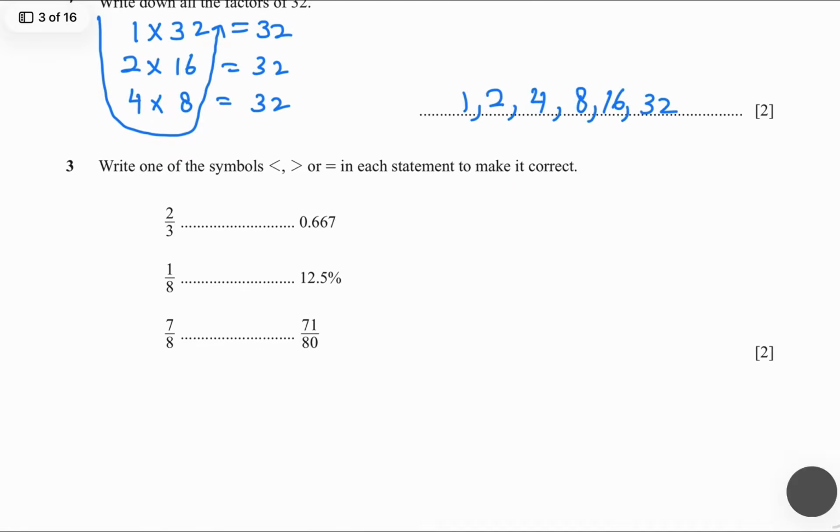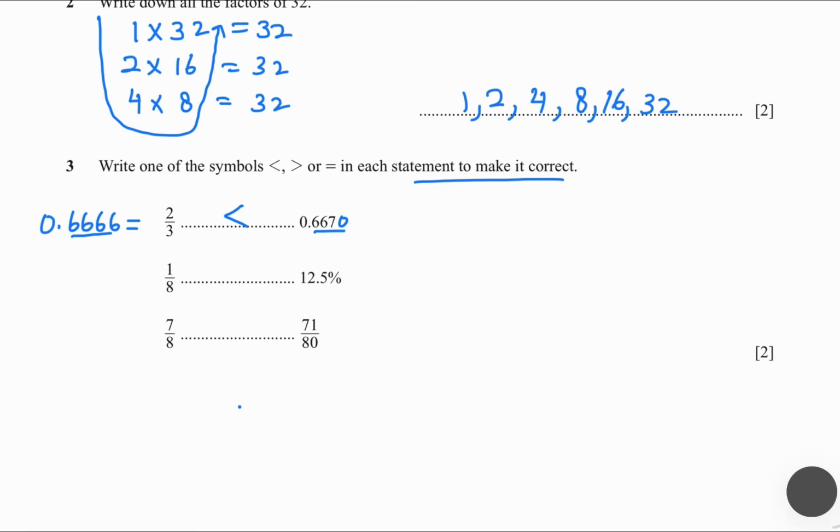Now number 3, write one of these symbols less than, greater than or equal in each statement to make it correct. So there is a simple way. You either convert decimals to fractions or fraction to decimal to compare them to avoid any mistakes. So what we will do, easier part is to divide 2 by 3 and get the decimal part. So this is 0.666, and so this you can see we will make it 4 digits, 4 decimal places.